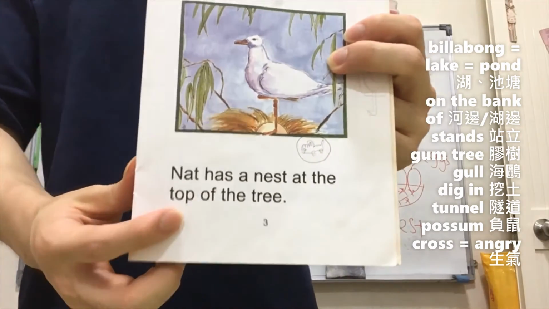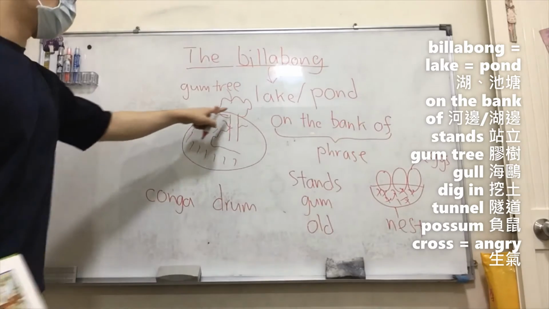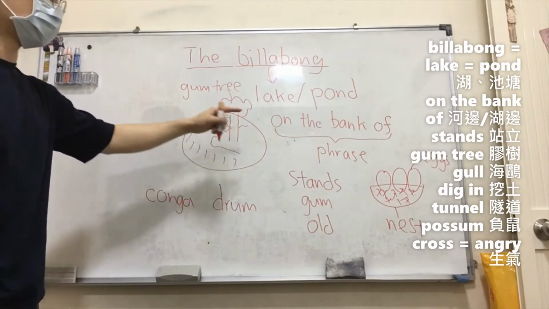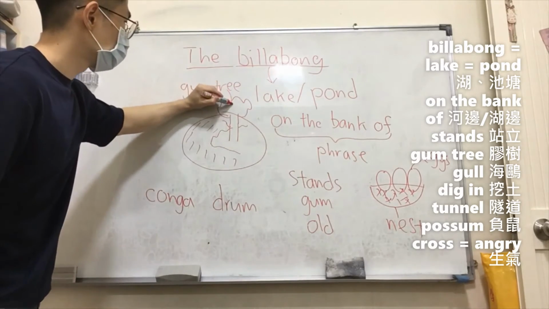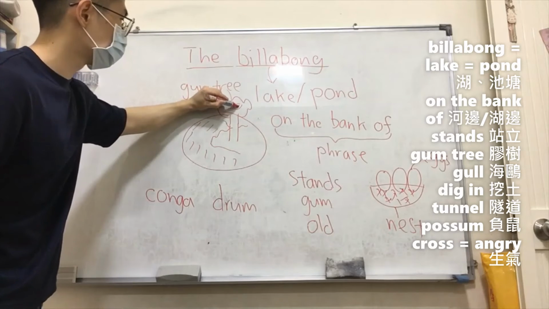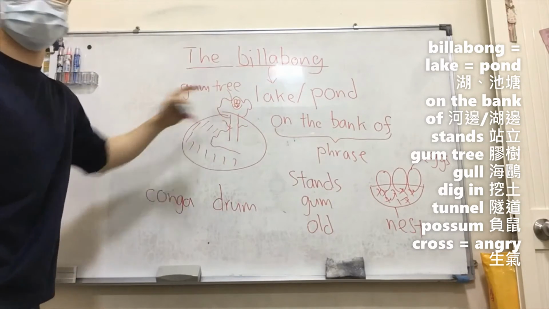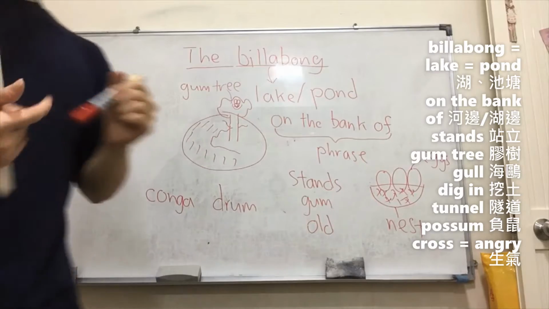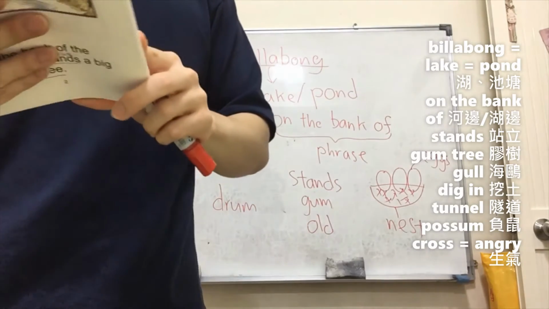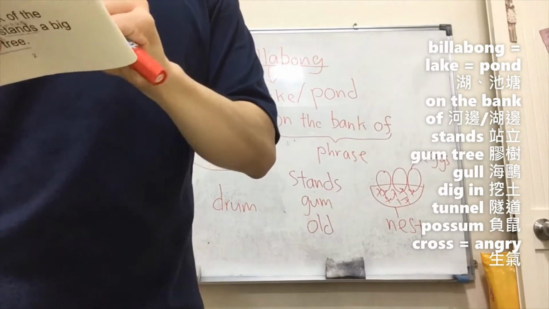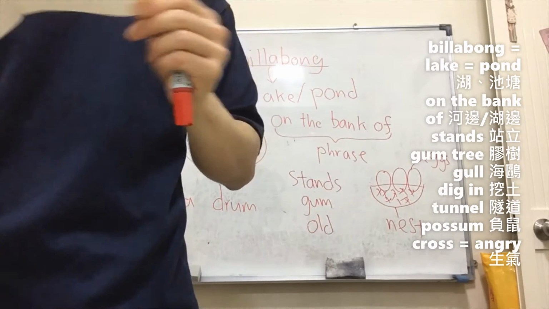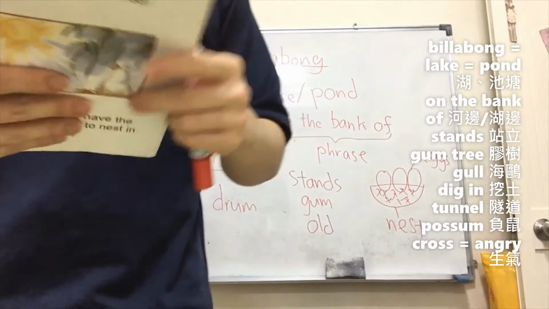At the top means this is the tree, right? So the nest is at the top of the tree. Okay? The nest is at the top of the tree. Alright? Okay, so quite easy to understand, right? So far. Okay, the next page.